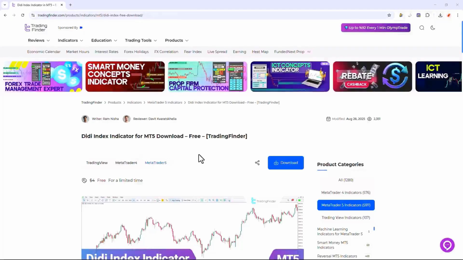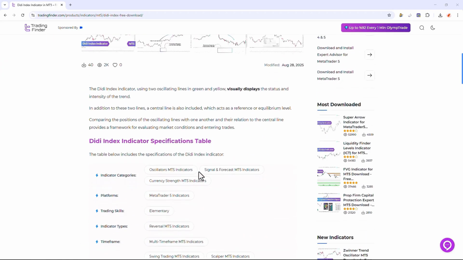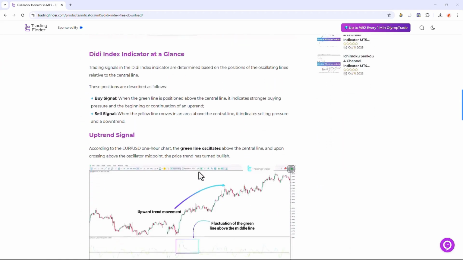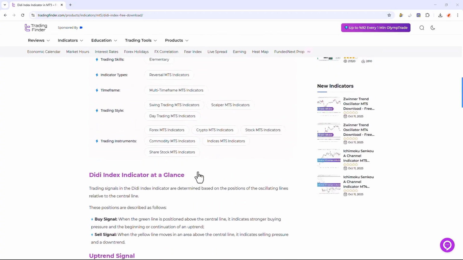The Didi Index Indicator is a valuable tool and is available for various financial trading platforms on the comprehensive TradingFinder website itself. Telegram users can download the indicator file for MetaTrader 4 and MetaTrader 5 from this section, and they can also read this page to learn about how the indicator works and its functionality.